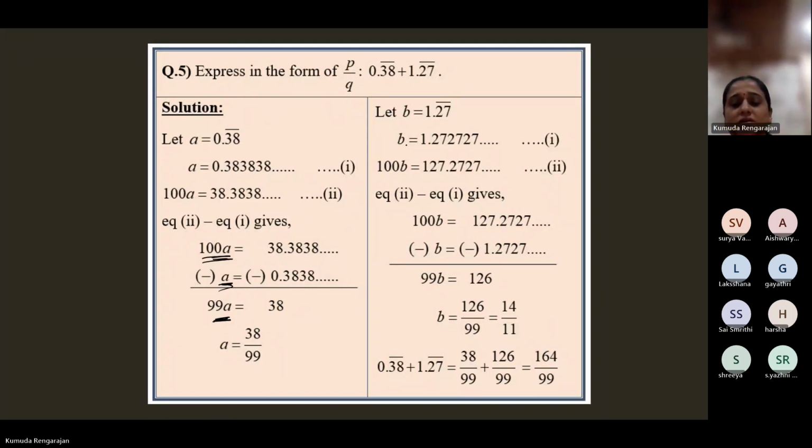And here B is equal to 1.272727 going on forever. Again, two digits repeating. So 100B is 127.2727 recurring. Subtract: 100B minus B is 99B. And here again, 7 minus 7, 0, 2 minus 2, 0, 7 minus 7, 0, 2 minus 2, 0. So you can just cancel the decimal portions. 127 minus 1 is 126.